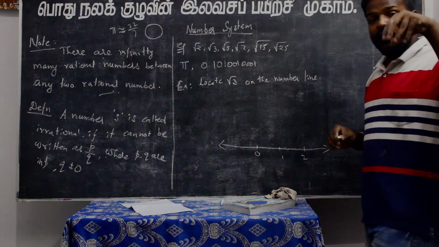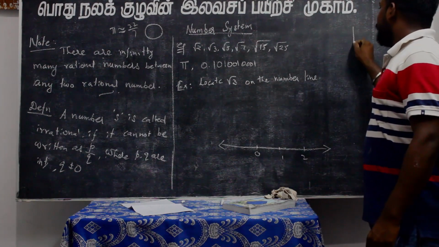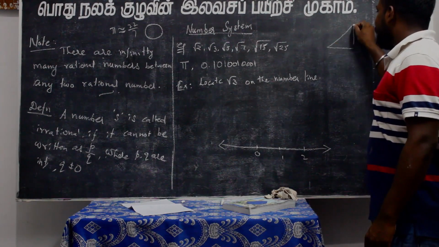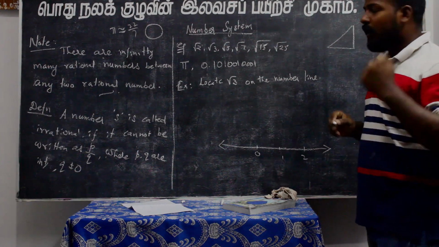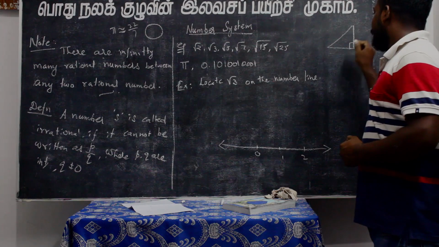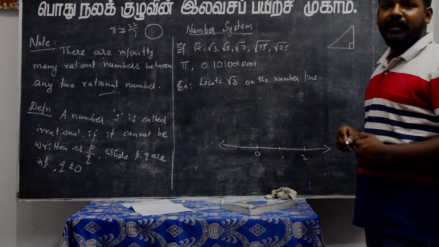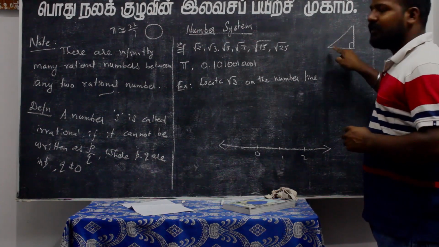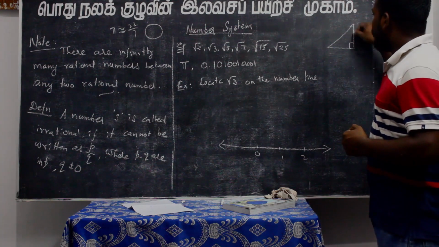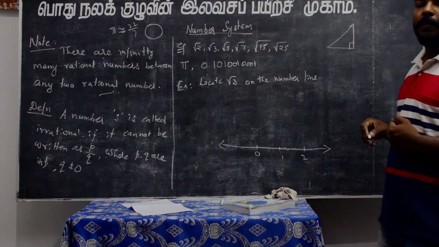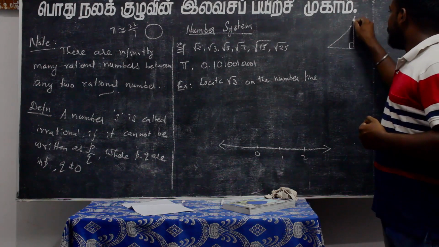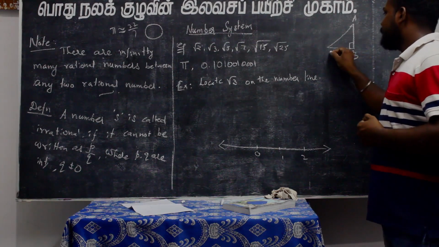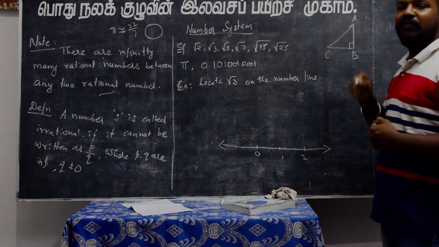So what is the Pythagoras theorem? Where are we going to apply it? It is only applicable in a right angled triangle. What is the definition of a right angled triangle? One angle should be 90 degrees. So what about the other two angles? They are automatically complementary angles. This is called a right angled triangle. So this is A, B, C, all vertices here.